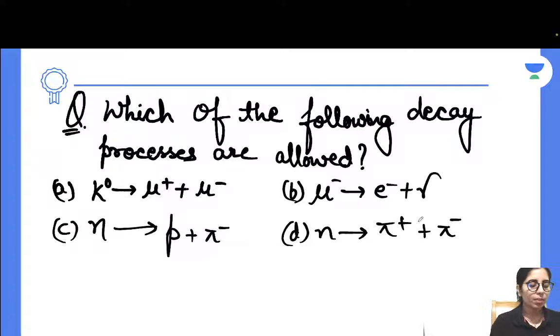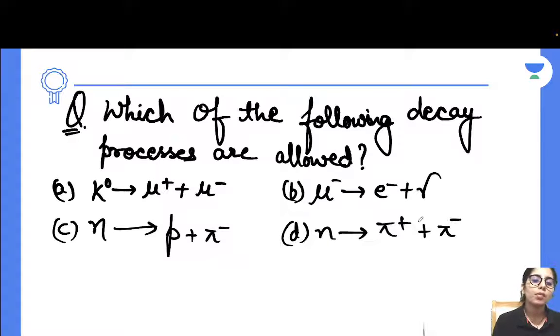Once you consider that part, very good Sakshi, we are going to talk about whether it is right or not. If I talk about the charge, baryon number, and lepton number conservation, consider the first one: is the charge conserved? Yes, it's conserved. For the second one, yes. For the third one, yes. For the D, charge is conserved.